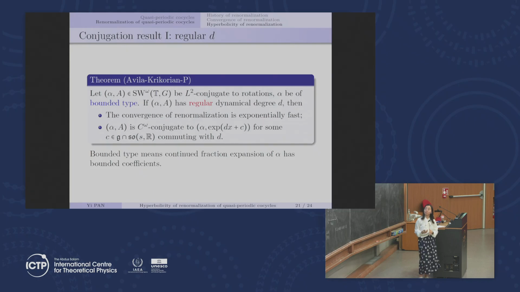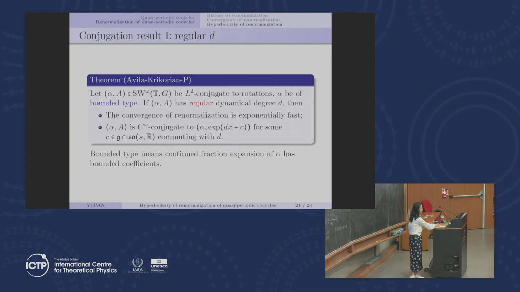So based on this hyperbolicity of renormalization, here is a conjugation result we are able to talk about. Our first one is under the assumption that the dynamical degree D is regular. So we start with an L2 conjugate to a rotation cocycle, and we assume alpha to be of bounded type. Then we have convergence of renormalization exponentially fast. And we can indeed show that starting from L2 conjugate to rotation, we are indeed analytically conjugate to the particular form.